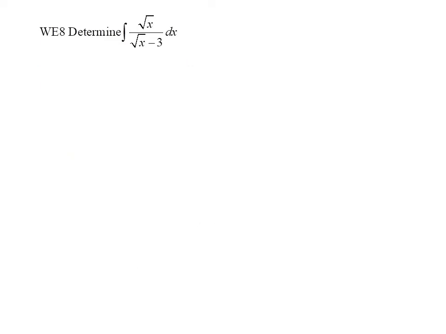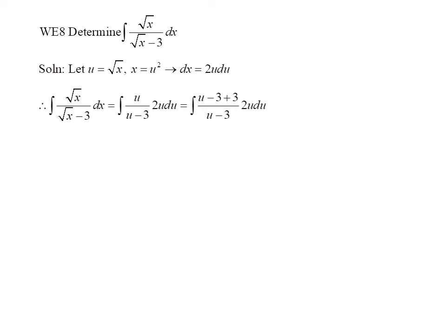Example 8 is to find the integral of square root of x over the result of square root of x minus 3 dx. We start to let u equals square root of x, then x equals u squared, which gives dx equals 2u du. Hence, the antiderivative can be written to the integral of u over the result of u minus 3 times 2u du.